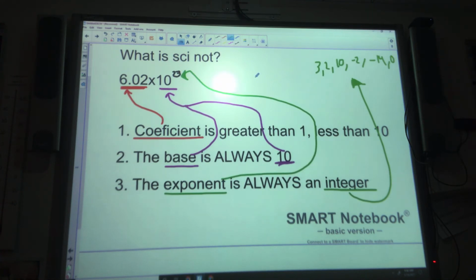Again, you should have everything on the board written down. So coefficient has to be greater than 1, less than 10, can be a decimal. So it could be 1, 2, 3, 4, 5, 6, 7, 7.3, 8, 9, 9.9, 9.9999999. As soon as it becomes 10, it's out. Cannot be 10. Has to be less than 10.